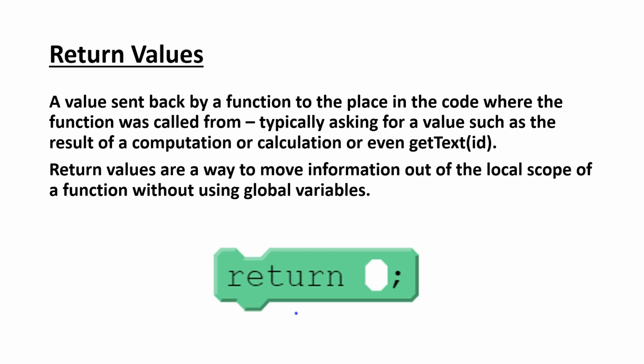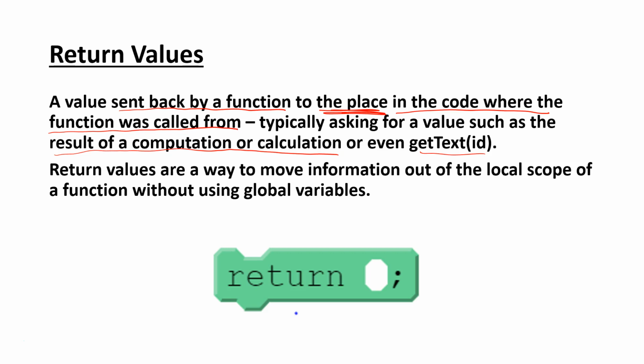So here's your definition for return values. Return values: a value sent back by a function to the place in the code where the function was called from. Typically asking for a value such as the result of a computation, which is what we did, or a calculation, or any type of input that is put in. So it could be get text ID, it could be like I prompted the user for a particular input.